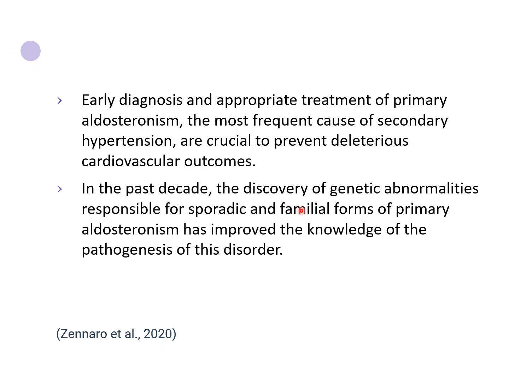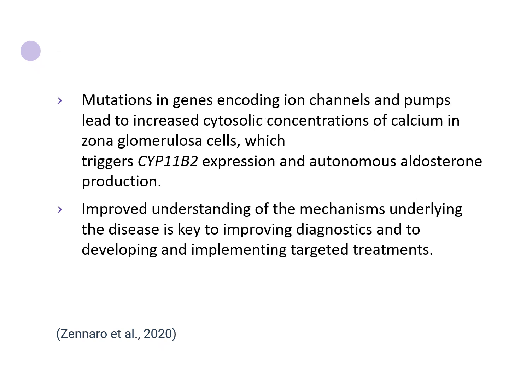There is one genetic abnormality, which we're going to come to in the next slide, that is sporadic or familial in nature, causing primary aldosteronism, and that has improved the knowledge of the pathogenesis of the disorder. So what does it do? There is a mutation of CYP11B2 that causes increased expression and autonomous aldosterone production.